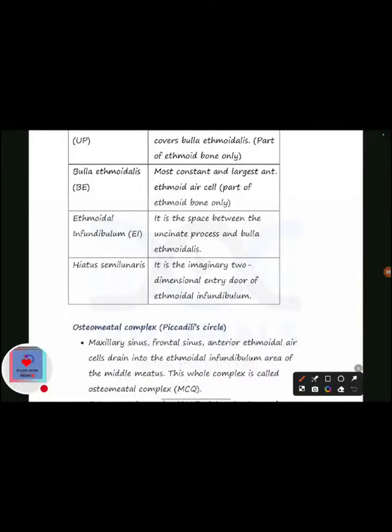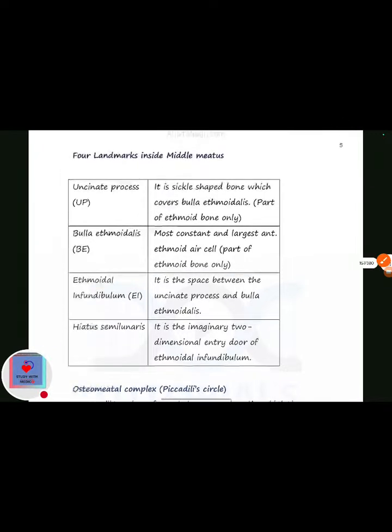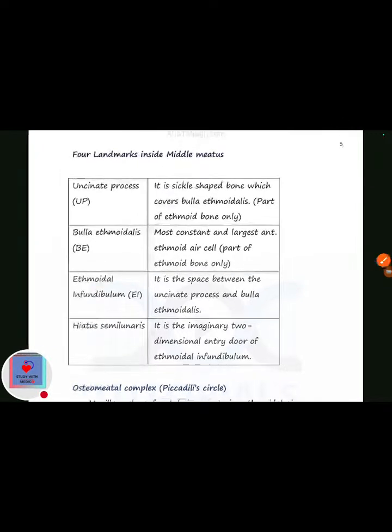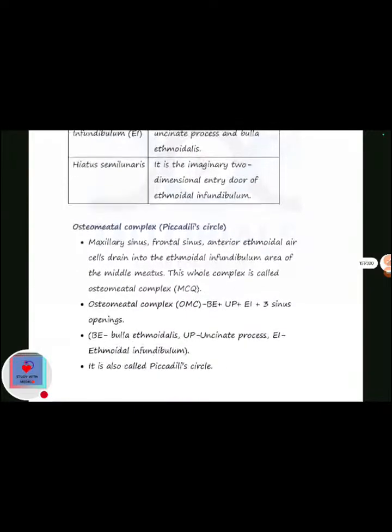Hiatus semilunaris is an imaginary two-dimensional entry door into the ethmoidal infundibulum. What is the ethmoidal infundibulum? The space between the uncinate process and bulla ethmoidalis. So what is the uncinate process? The uncinate process is a sickle-shaped bone which covers the bulla ethmoidalis, the most constant and largest anterior ethmoid air cell.